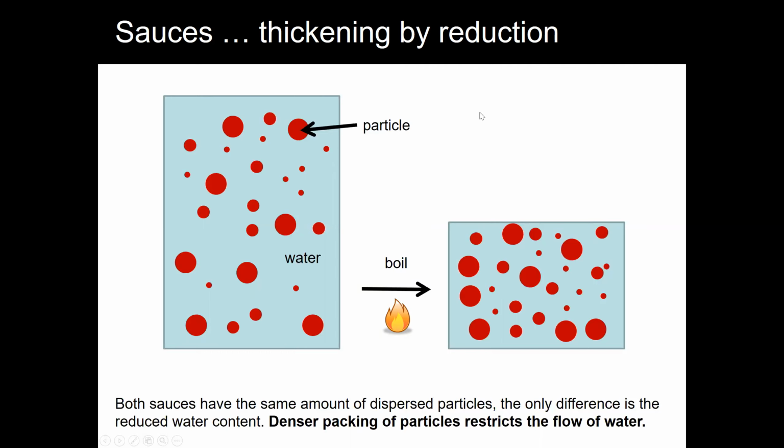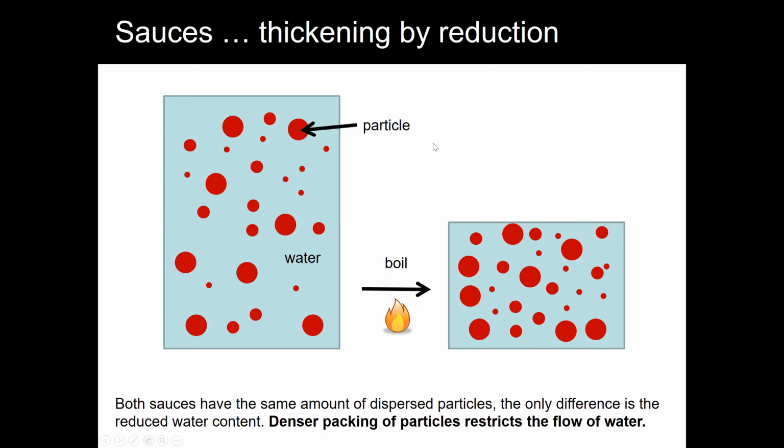Why would boiling away the water lead to the sauce getting thicker? Well, if we have all these particles in the water and we remove the water by boiling it away, what we're left with is a higher volume fraction of particles in our water. Remember, we talked about volume fraction last lecture. So as we remove the water, we increase the volume fraction of the particles, and by increasing the volume fraction of the particles, we increase the viscosity and thus thicken the sauce.